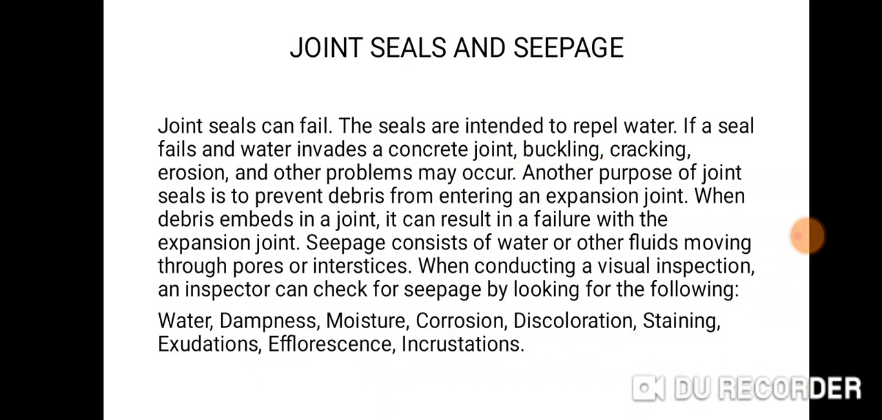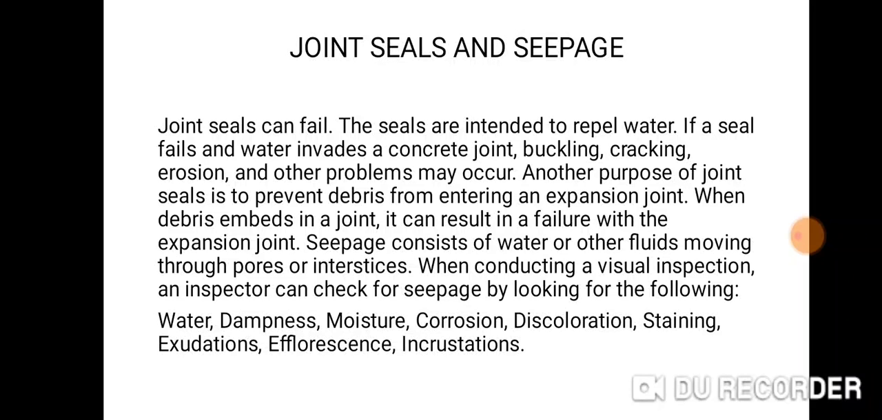Joint seals and seepage. Joint seals can fail. The seals are intended to repel water. If a seal fails and water invades a concrete joint, buckling, cracking, erosion, and other problems may occur. Another purpose of joint seals is to prevent debris from entering an expansion joint. When debris embeds in a joint, it can result in a failure of the expansion joint.